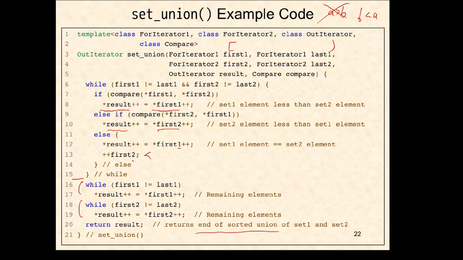Remember, the end of the sorted union is always exclusive because we always store into the output and then we post increment to move past what we just wrote. So the result iterator here is always just past the last thing written.